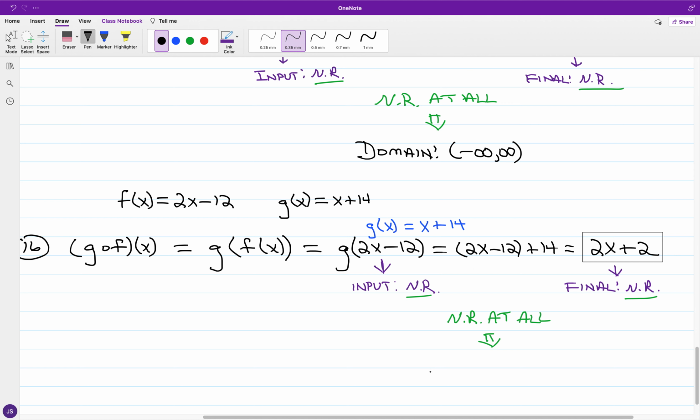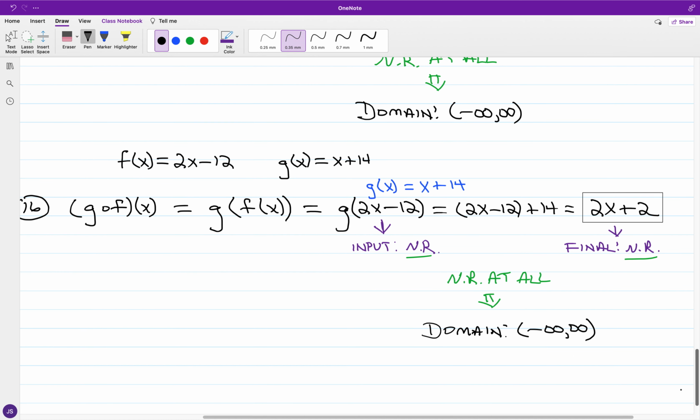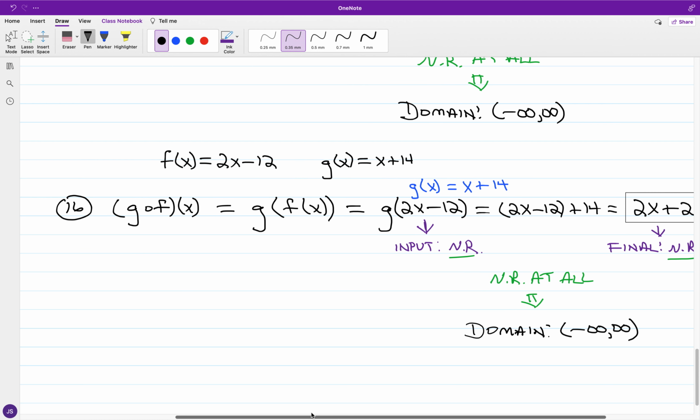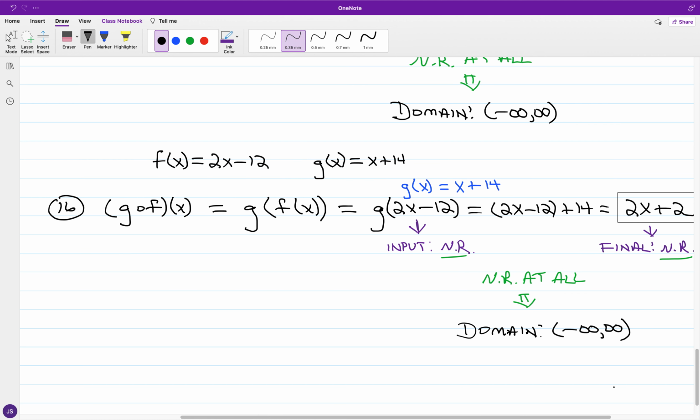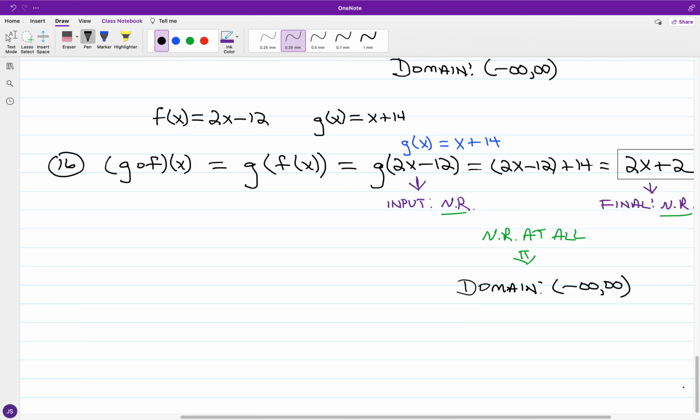So this bit of history repeats, and the domain, once again, we have the set of all real numbers. Now, for what we have in the case of number 17, we'll just look at parts A through D for these, and you're looking at just the domain.